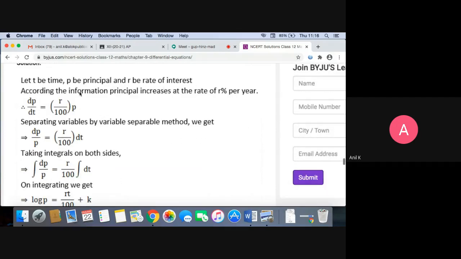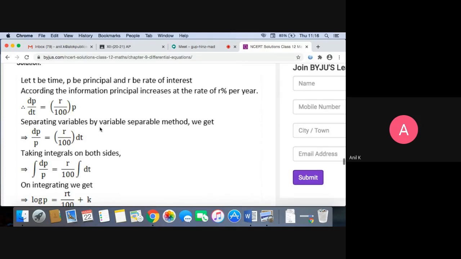So that's what they are given. If I take P as the principal amount, dP by dt, which means the rate of change of the principal amount with respect to time, is r percentage per year. R percentage of what? R percentage of the principal amount. So dP by dt equals r upon 100 into P.